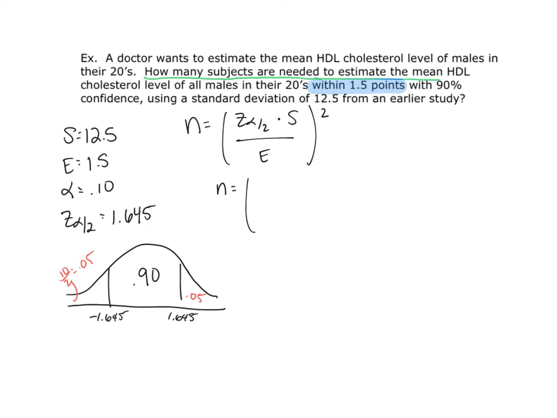So N equals 1.645 times 12.5 divided by 1.5, all squared. Making sure that you use parentheses on that whole fraction because you're squaring that whole quantity. We get 187.9, and we're going to round up to N equals 188.